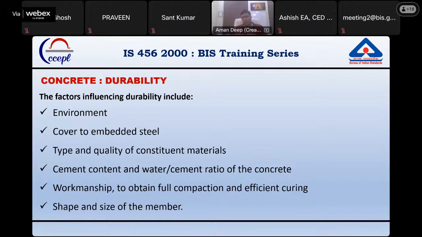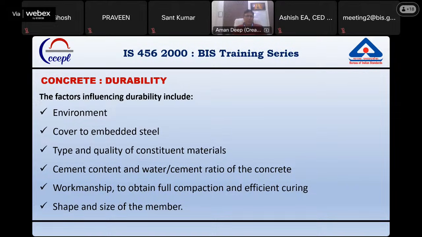So to have good quality concrete having good strength and durability properties, we have to see that the cement content should be good, as per the code has given values that for this grade of concrete, minimum cement content should be like this for a different environment condition. We will discuss here. And then the maximum water cement ratio is also to be controlled.